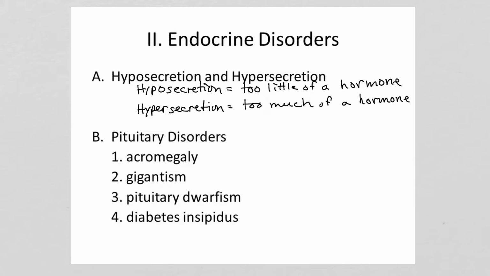In this case, the lack of hormone allows too much sodium to be released by the kidneys into our urine, and because of that, water will follow the sodium by osmosis, and so you get a large volume of urine produced, and this is called diabetes insipidus.